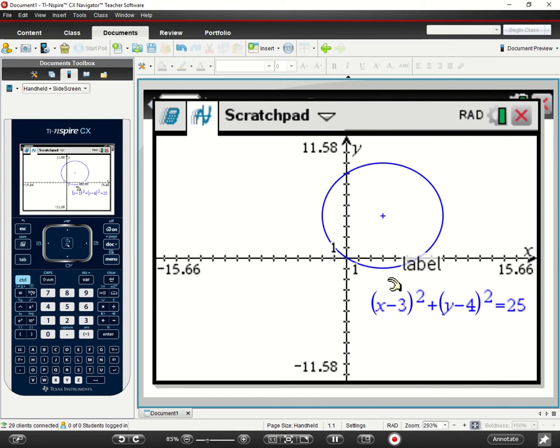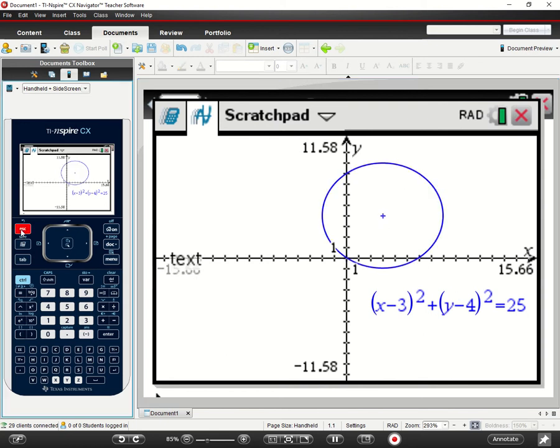It gave me the center, but it also showed me the equation. Yep, there's the equation because that's what you entered. But it also gives you this center right here. So these calculators are super helpful. They really are.